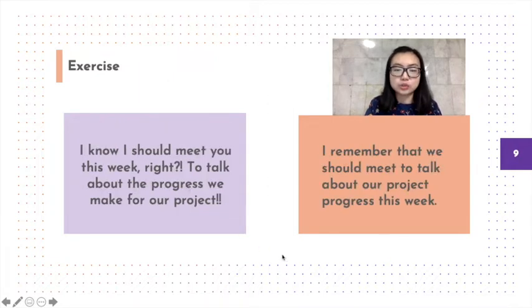Next, I have these two. Which one would you regard as more effective than the other? That's right, that's actually the one on the right again. I remember that we should meet to talk about our project this week, rather than I know I should meet you this week, right? The one here on the left is using excessive exclamation marks, so you don't want to do that in your email. Again, make it concise and focused.